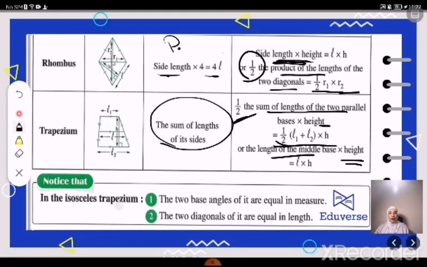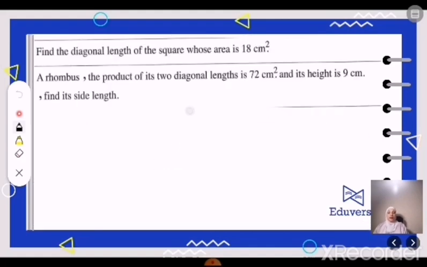And you have to remember that in the isosceles trapezium, the two base angles of it are equal in measure, and the two diagonals of it are also equal in measure. This is in trapezium. And here are some examples to solve.